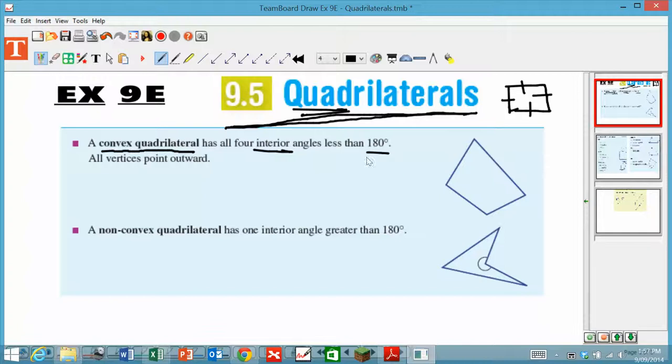So here you can see a convex quadrilateral which has four interior angles that are all less than 180 degrees, and being convex, the vertices are pointing outwards. We've also got a non-convex quadrilateral, which has one interior angle greater than 180 degrees, as you can see here, and it's got at least one vertex pointing inwards. So convex and non-convex.